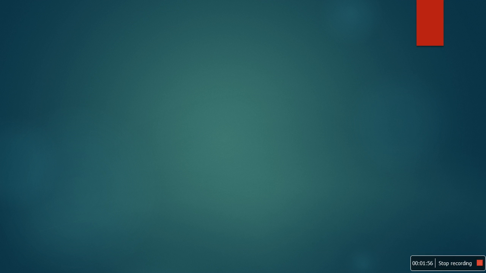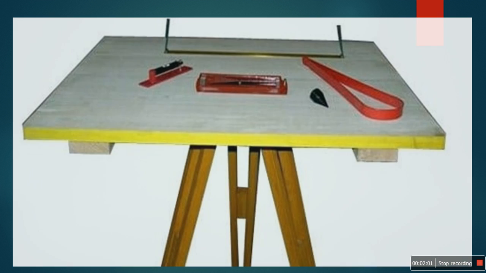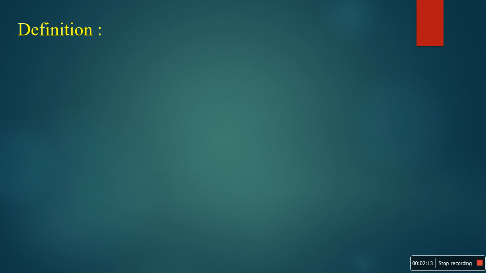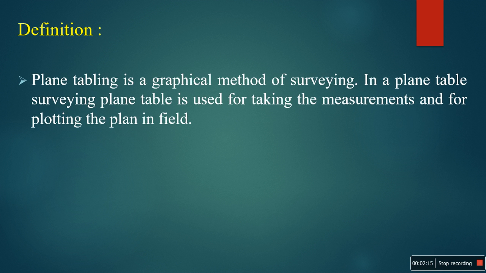Let's start with the meaning of plane table surveying. This is another picture of the plane table with some more accessories related to the plane table instrument. Start with the definition. Plane table is a graphical method of surveying. In plane table surveying, the plane table is used for taking the measurements and for plotting the plan in the field.